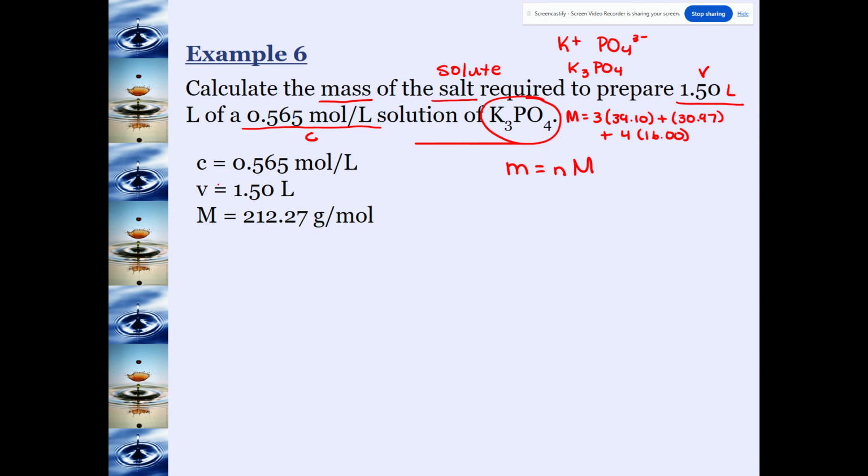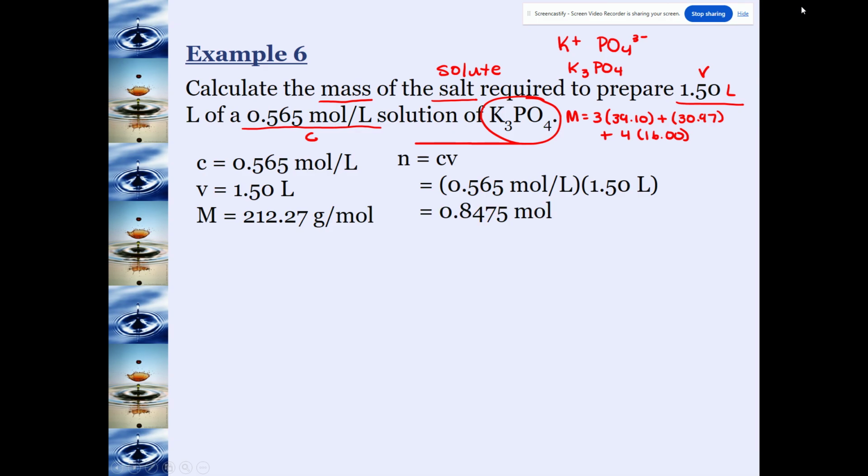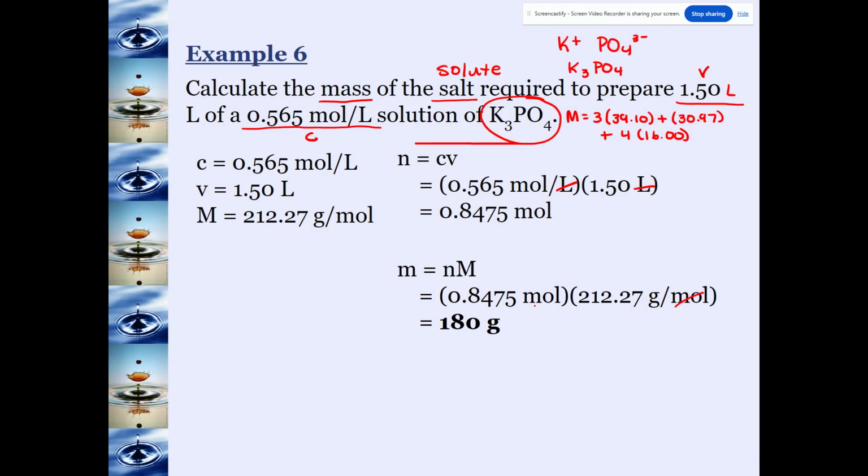But I do have a concentration and volume. So I can find my moles with C times V. Okay? So we're going to do that first. Find our moles with C times V. So our concentration times volume is going to give us the moles. Then I take that unrounded answer, multiply by my molar mass. Again, for my units, the liters cancel because that was on the bottom. The moles cancel because that was on the bottom. So my final answer is in grams, 180 grams.